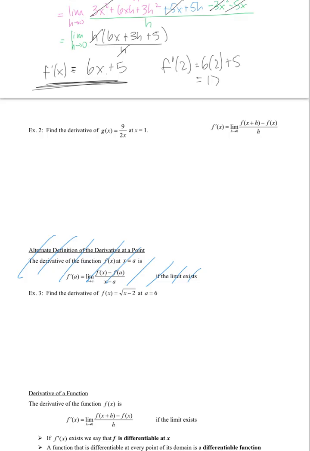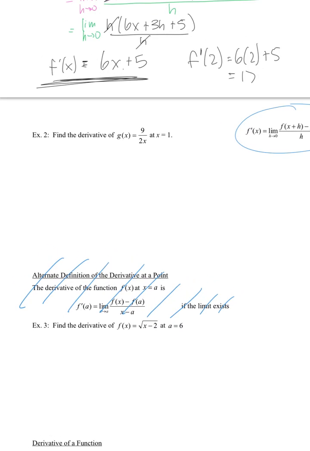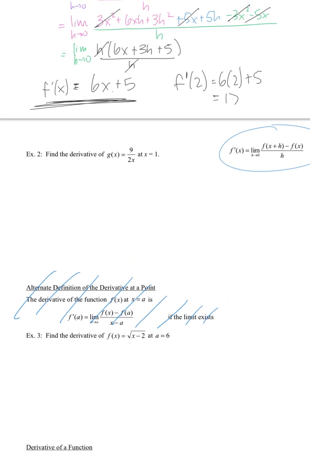Okay, so I've slid it up just a little bit and, oh, sorry about that. And I added in over here on the right-hand side, I added the definition so that you can see it. Okay, so let's do the derivative of this one. So g prime of x is going to equal the limit as h approaches 0. And I'm going to put the x plus h in there. So 9 over 2 times x plus h minus the original function. And this is all over h.